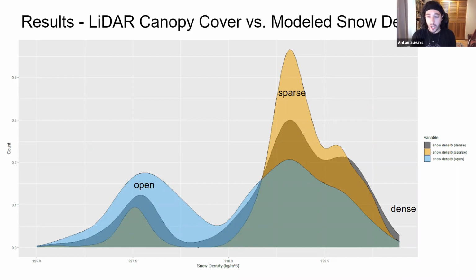So there seems to be an optimum amount of canopy cover that's associated with the highest snow densities. Too much canopy cover or too little seems to be associated with generally lower snow densities.